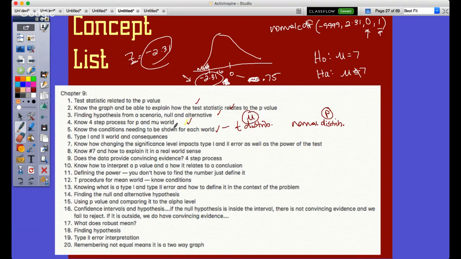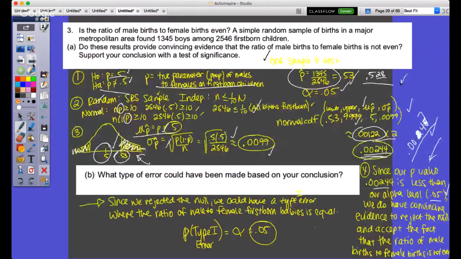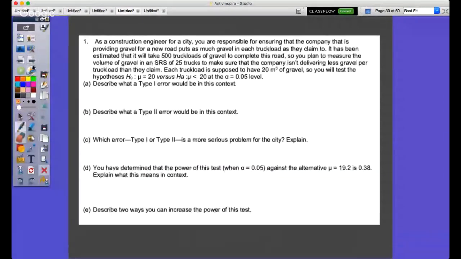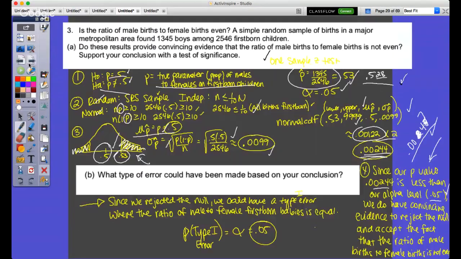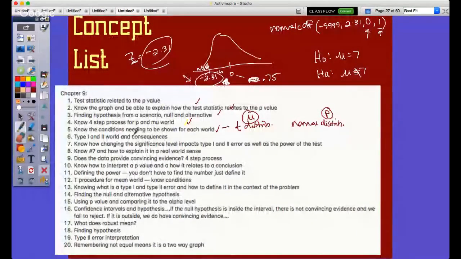Type 1 and type 2 world and consequences. I may not have enough time to hit this, so if you need some help on this, come by for more help tomorrow morning or Thursday morning. I'd be more than willing to help you on this. So I'm not going to hit this tonight, but I did hit this on a podcast. Number one's a really good one. It relates really nicely with those type 1 and type 2 parts there. So know the definition, know the consequences that relate to that.